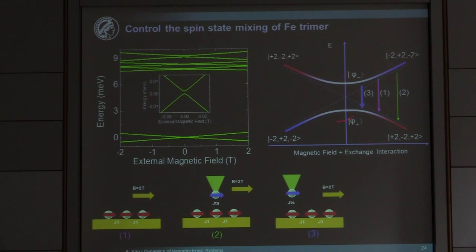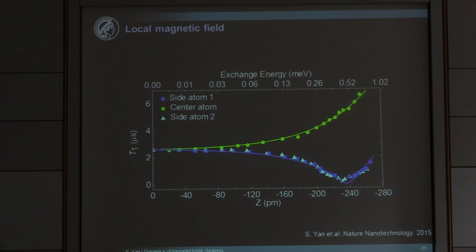But once you go over this level crossing, then the sign of your pump probe signal will change, and also your lifetime will start to increase again. That's what we observed. And then, as you can see, by changing the tip distance to the trimer, you can fully control the spin state mixing of this nanostructure. The dots are the measurement, and the solid lines are the calculation by including the tip interaction as a local magnetic field.